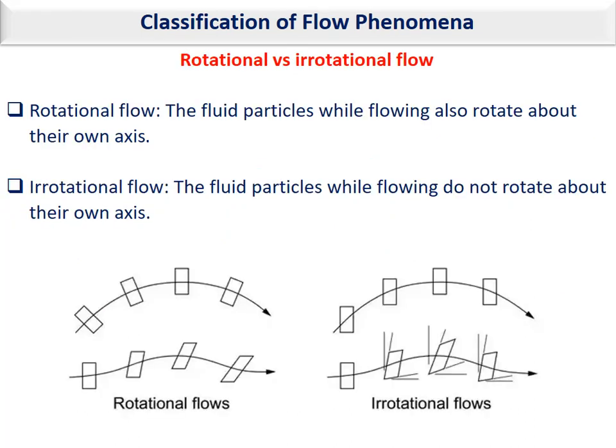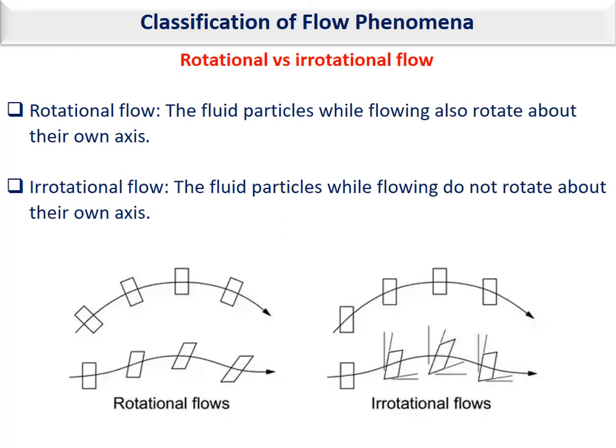Next classification is rotational versus irrotational flow. Rotational flow means that the fluid particles, while flowing, also rotate about their own axis, like the one shown here in the bottom left. See this? This is the rotational flow. But in the irrotational flow, the fluid particles do not rotate about their own axis while flowing. There may be distortions, but the flow is irrotational.